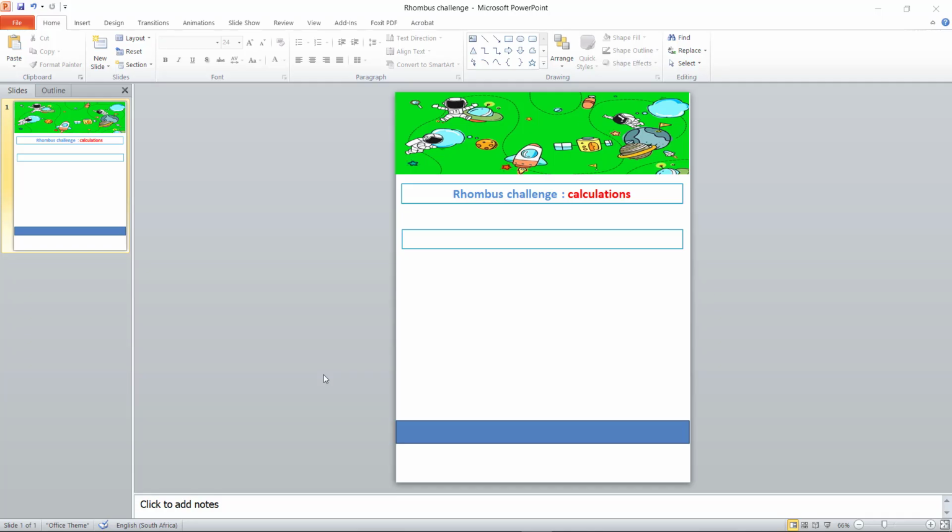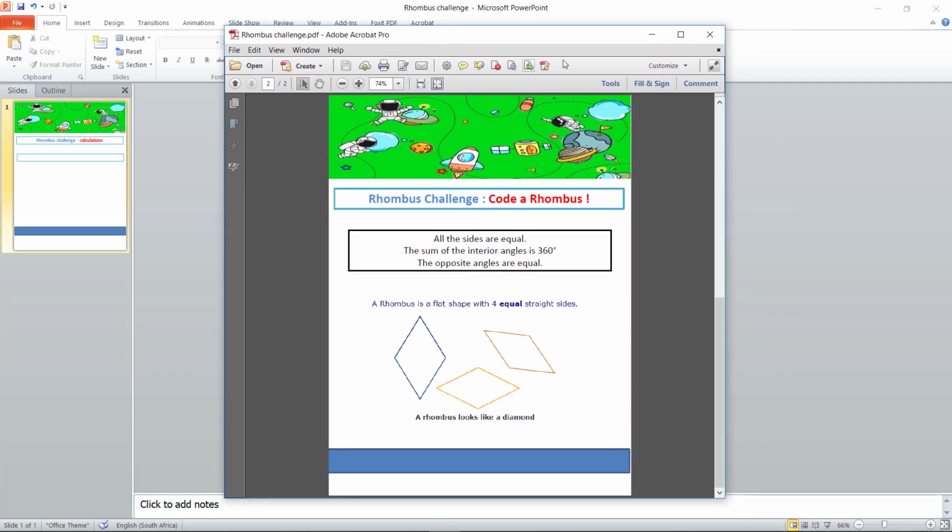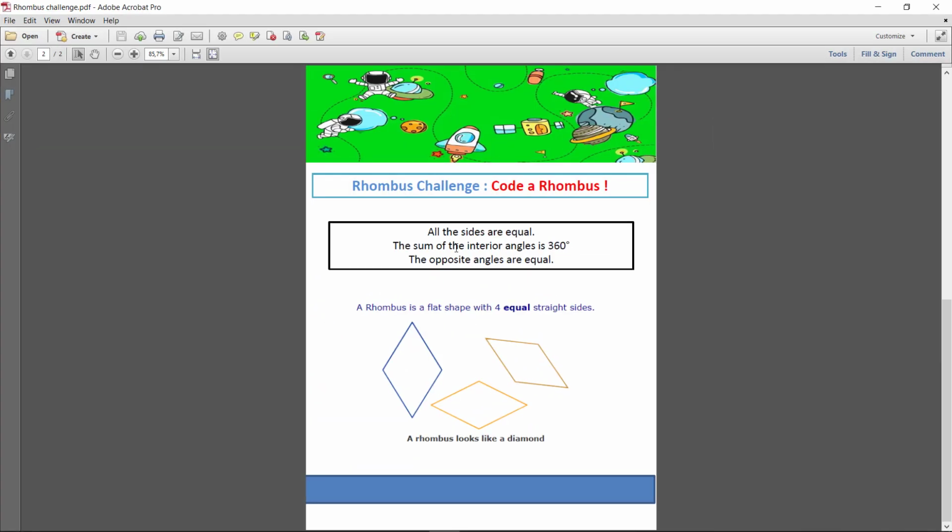But before we actually start with the coding, let's do a couple of calculations first. And I'm going to show you what I mean, and this is actually going to be pretty much the same thing as what we did with our triangles. So, we said that all the sides are equal, that is easy enough. The sum of the interior angles is 360 degrees and the opposite angles are equal. So, let's have a look at this rhombus over here. And let's look at the smaller angles over here.